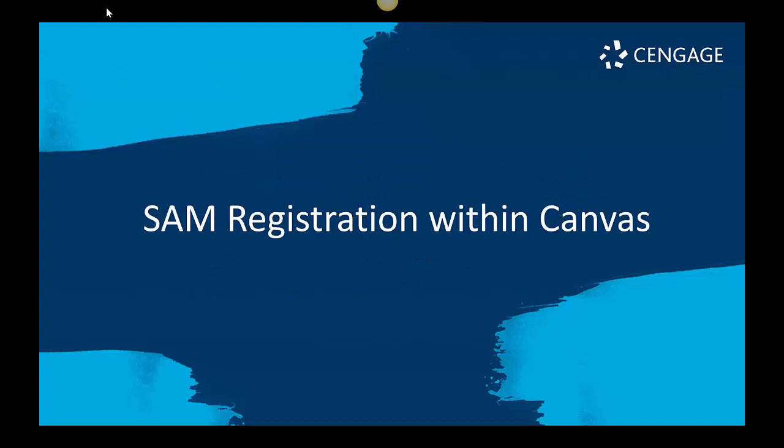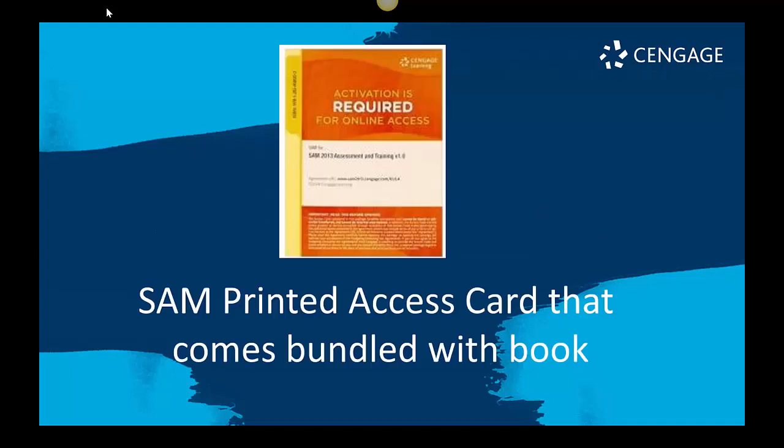Let's first start with the SAM registration process that happens right within Canvas. Please note, in order to register for SAM, you will need an access code. This access code typically comes packaged with the purchase of a textbook from your bookstore. It's printed on a card similar to the one that you see on the screen here. Now let's go into Canvas.